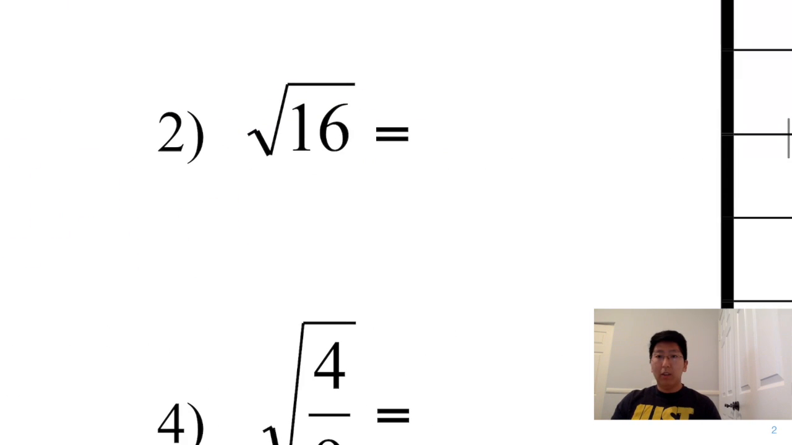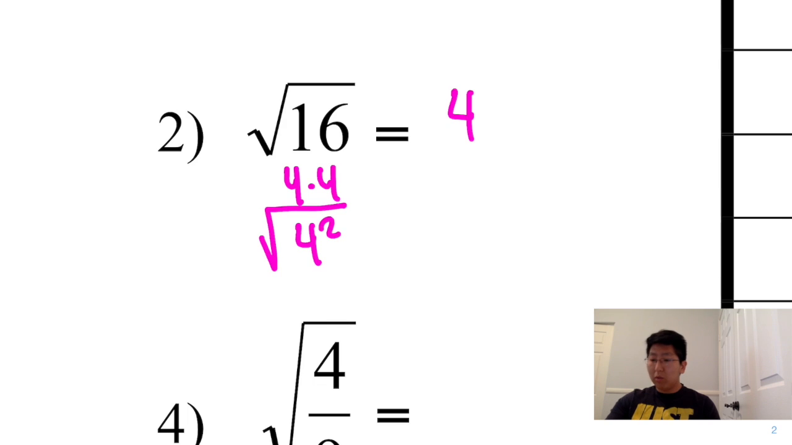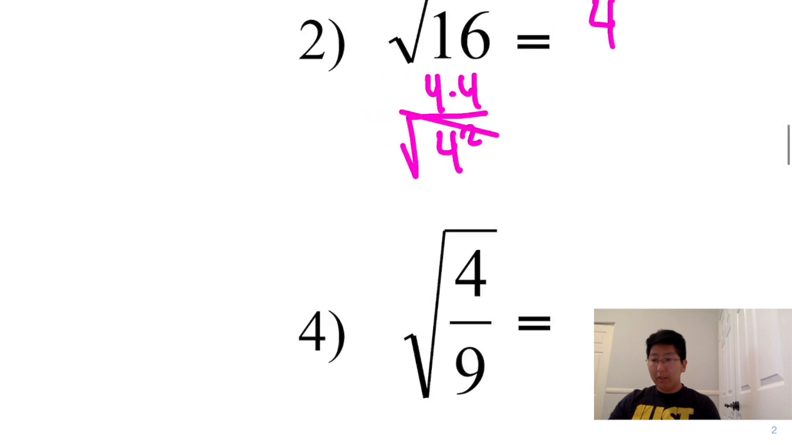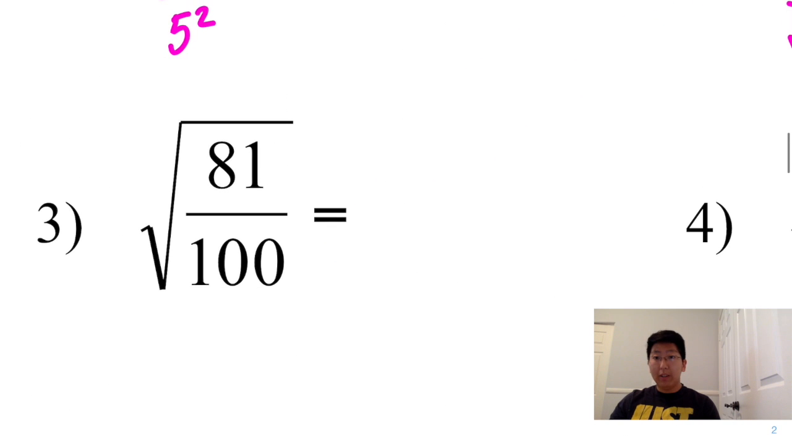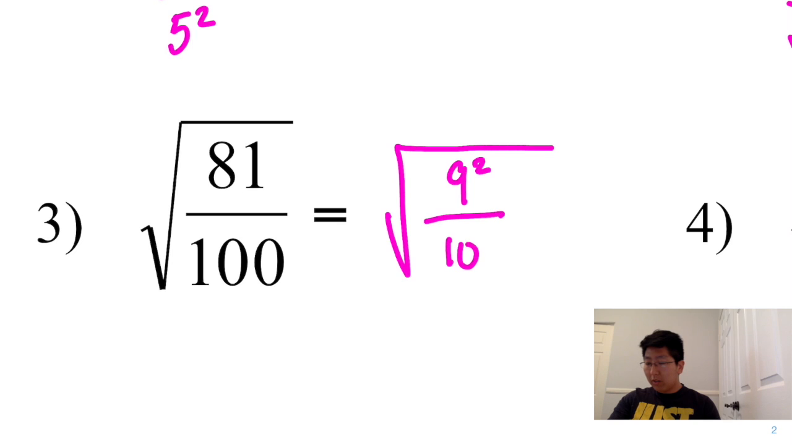Let's look at this. 16. The square root of 16 is 4 because this is 4 times 4, or 4 squared. And when you do the square root, you're going to cancel out each other. Okay? Here, a little bit tricky. The square root of 81 over 100 is the same thing as 9 squared over 10 squared. And this is going to get us 9 over 10. Okay?